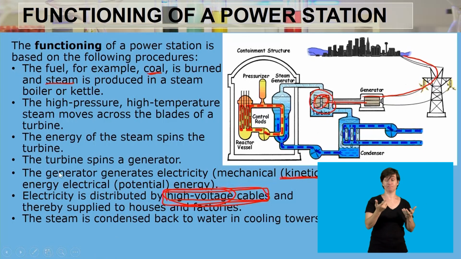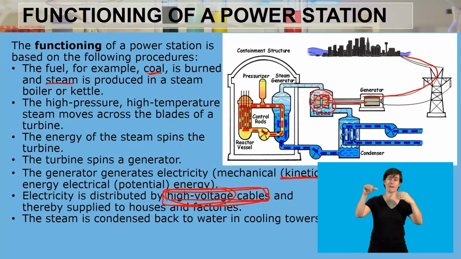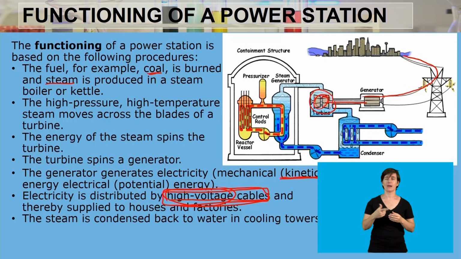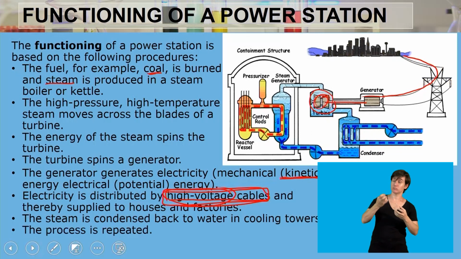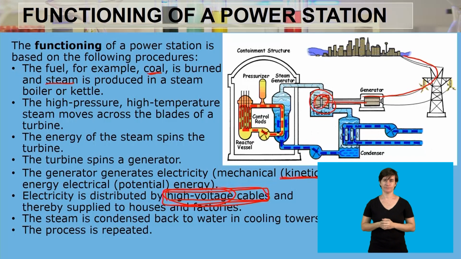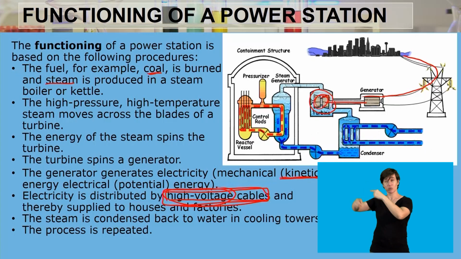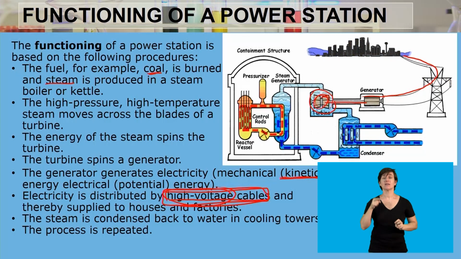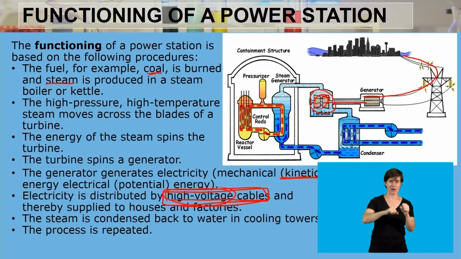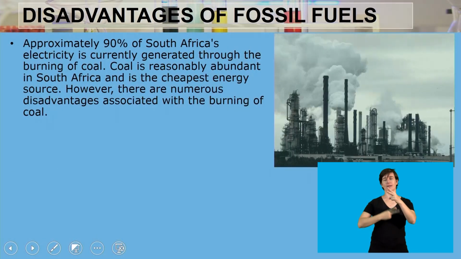The steam is then condensed back into water in the cooling towers. As the steam is cooled back by the condenser in the cooling towers, the process starts all over again. We start back by burning the coal, and the steam produced turns the turbine. As the turbine turns, it turns the generator. As the generator turns, it produces electricity via the power lines into the factories and the houses. That process keeps going over and over again.